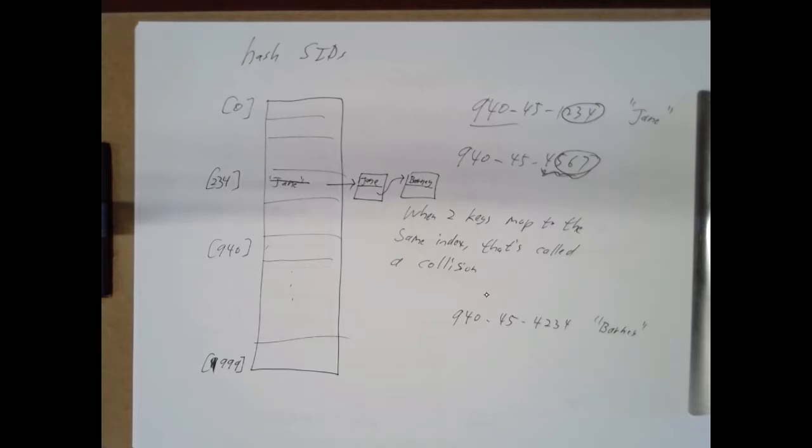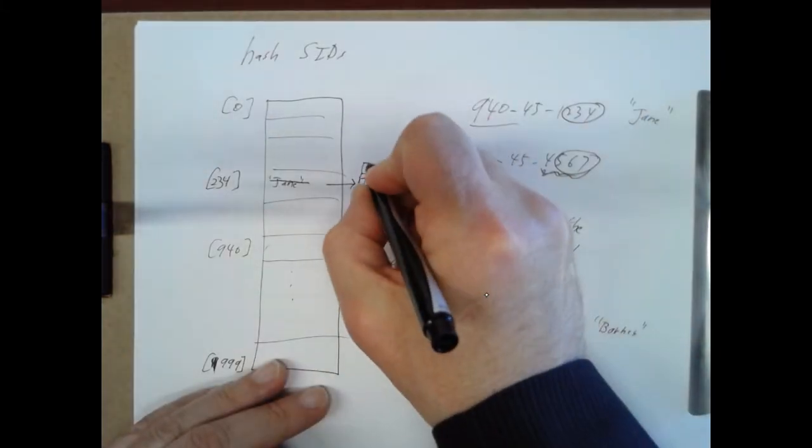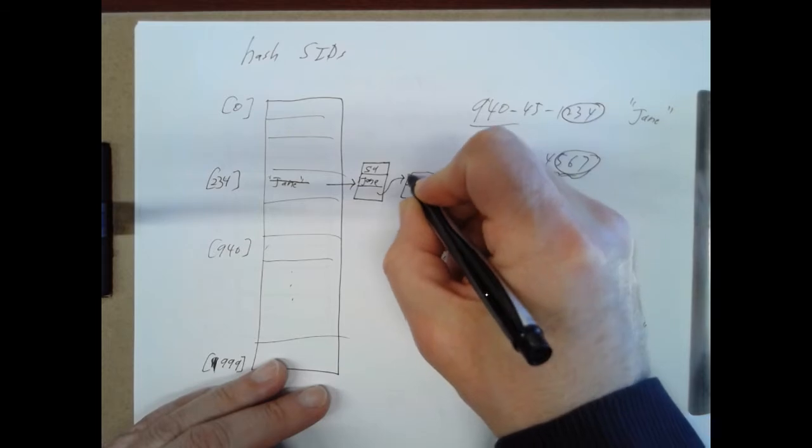And now my keys aren't unique, so I also need to store another piece of information in here, which would be the full student ID.